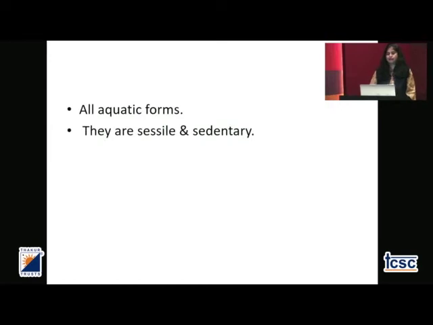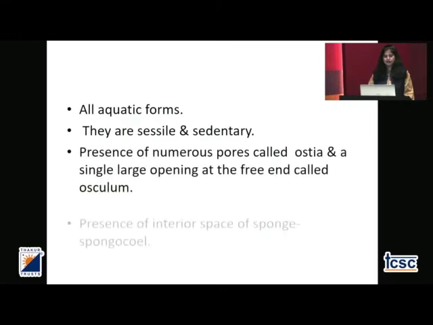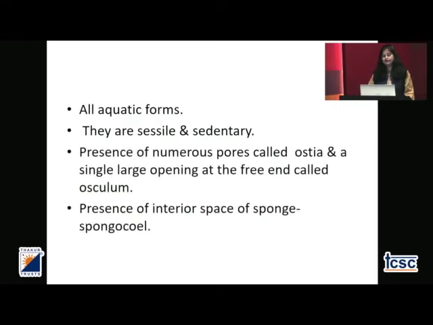All these sponges are aquatic in nature. None of them has any representative in the terrestrial ecosystem. They are attached to the substratum, that is, sessile, and they are sedentary. Even though the adults are sedentary, the larva is a free swimming larva. We'll be discussing it a bit later.